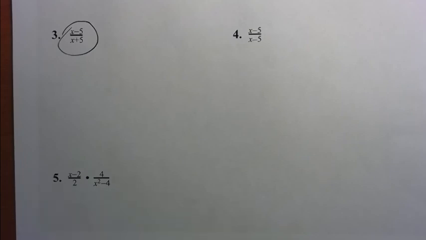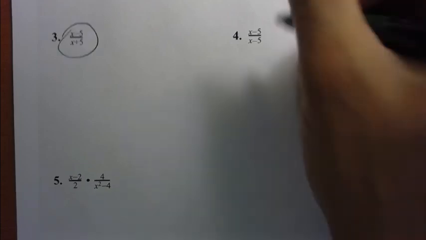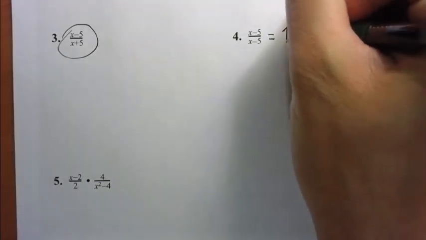Number 4, also a pretty easy one because we have x minus 5 dividing it by itself. So that is another one that's going to be equal to positive 1.